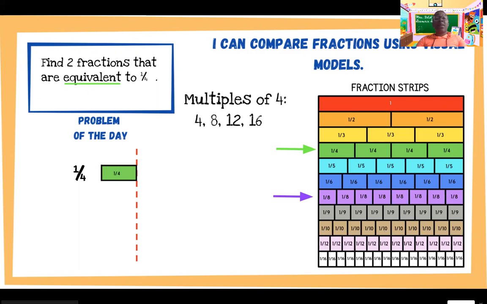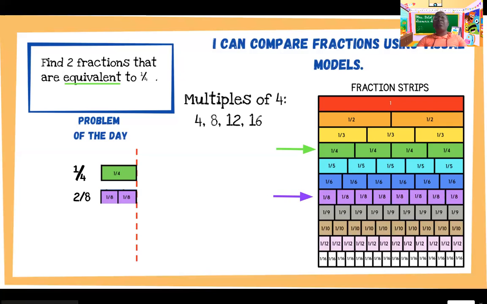So we need to determine how many 8s will make something that is equivalent to 1/4. And we know that they're equivalent when our bars line up perfectly. So let's count. 1/8, 2/8. Looks like our bars are in line. This tells us that 1/4 is equivalent to 2/8. All right, you try the next one.